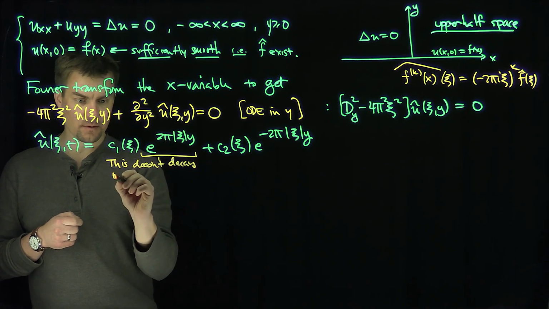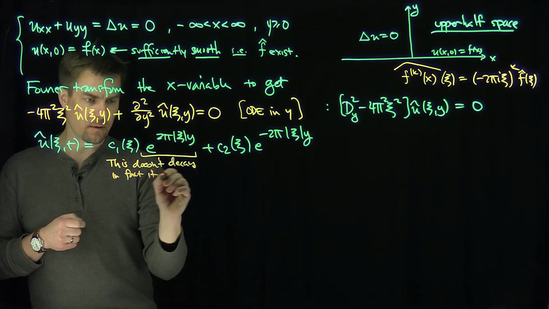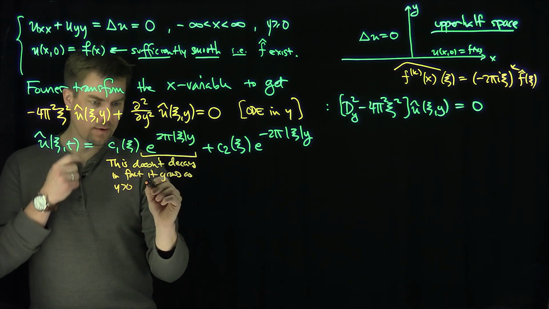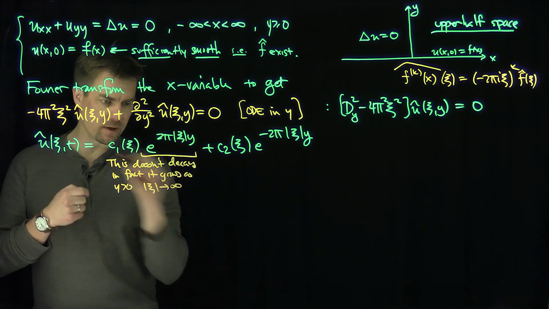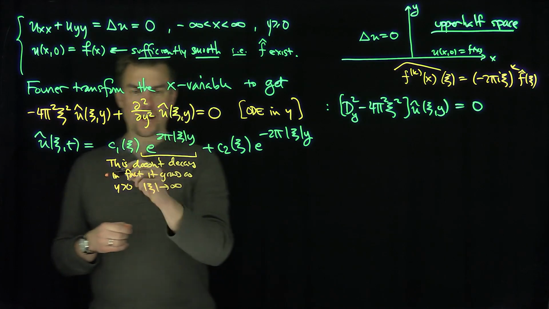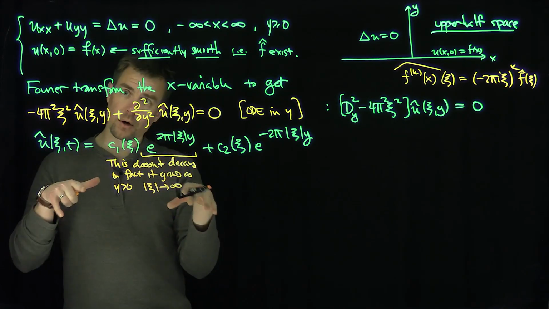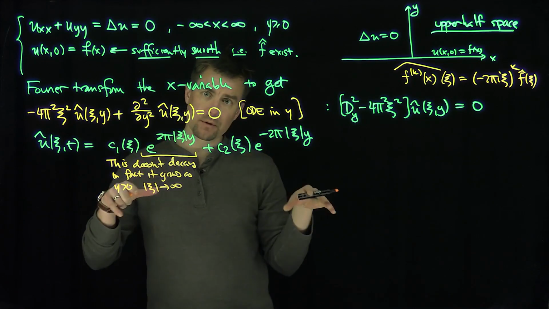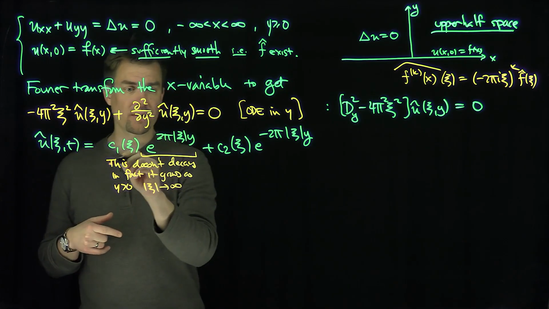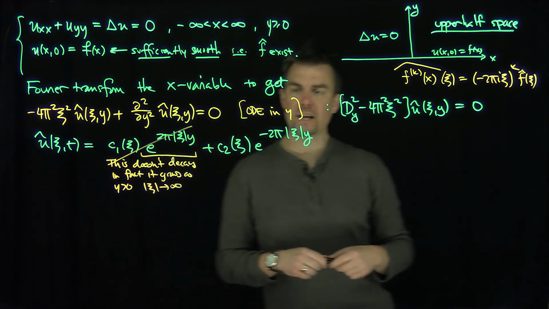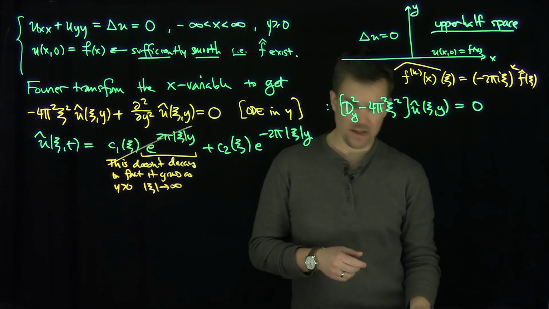In fact, it grows as y is greater than 0 and modulus xi goes to infinity. So in other words, I can discard this function because it's not decaying. We know that Fourier transforms have to go to 0 for regular functions as xi goes to infinity, and this does not, so we have to throw out this solution. That's not part of my solution. So I only get this function c2 of xi e to the negative 2 pi absolute value xi y.